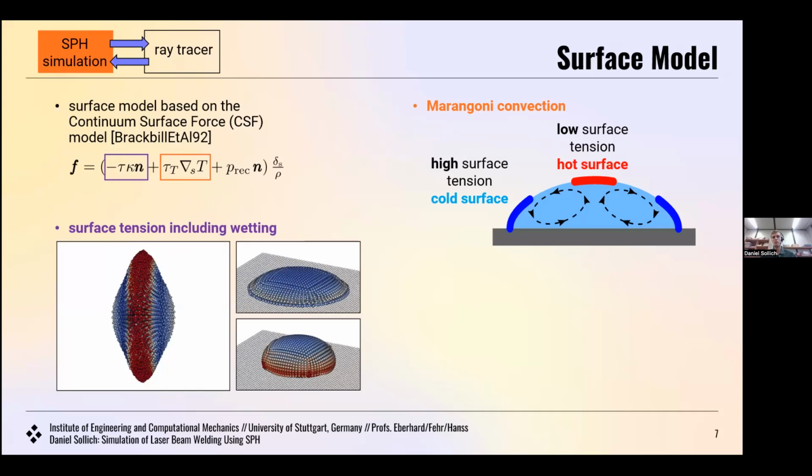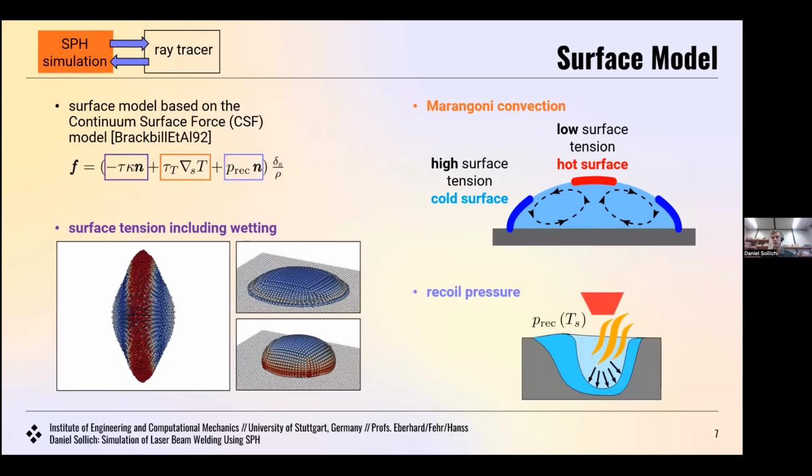Then the second term describes the Marangoni convection, so basically the flow from low surface tension to high surface tension, which means for metals from hot surface to cold surface. And the last term is the recoil pressure, which gets induced by the expanding evaporated material on the liquid surface.